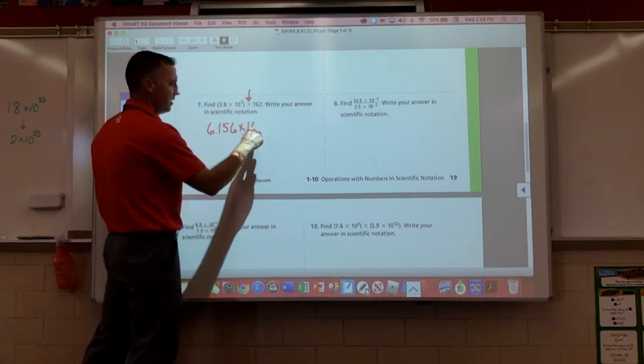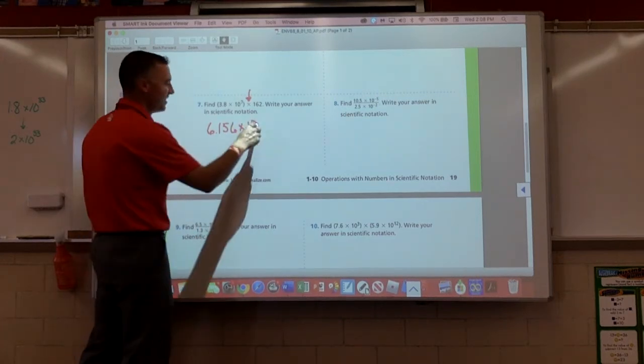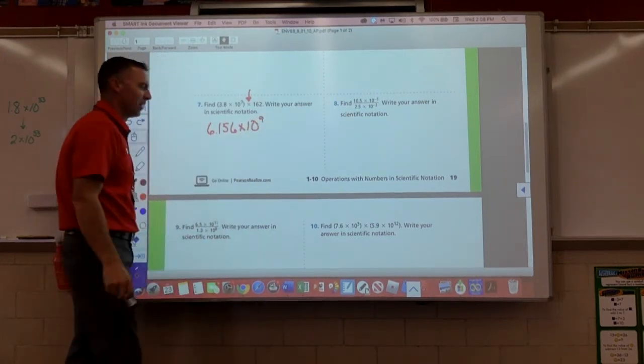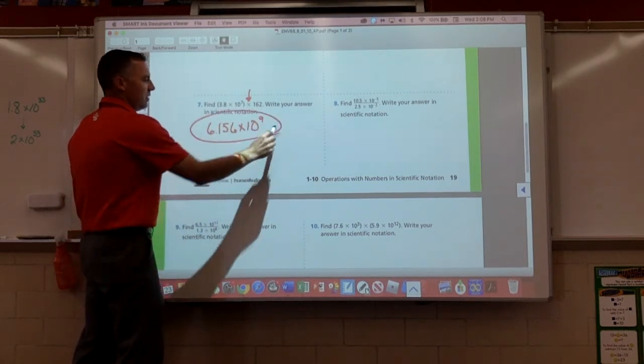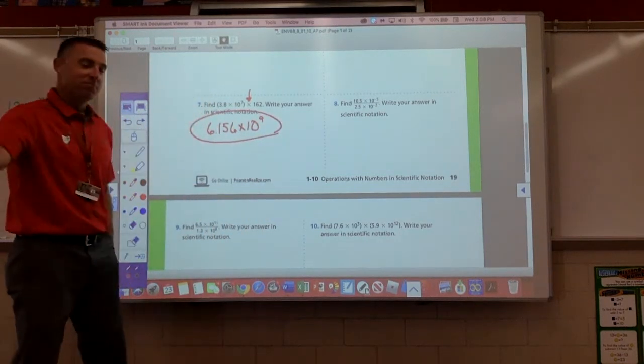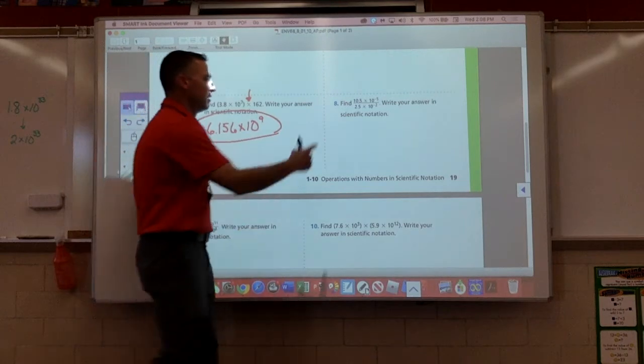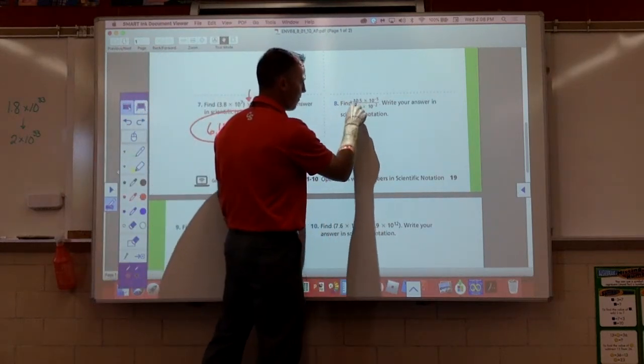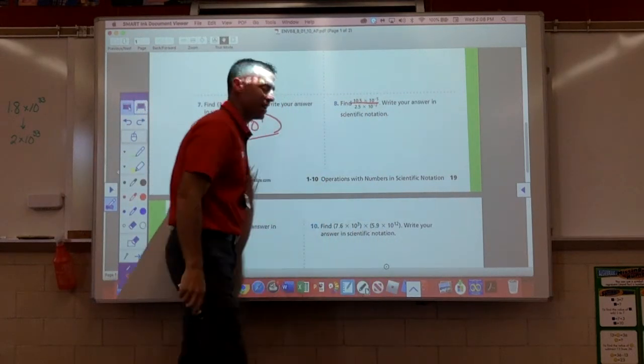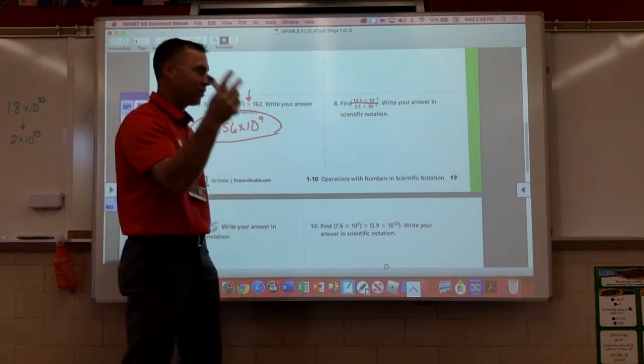6.156 times 10 to the ninth power. Good work. Okay, and again, put it in, press enter. Just do it correctly. This one, hey, this is a fraction bar. Fraction bar represents division. Type it in, press enter.